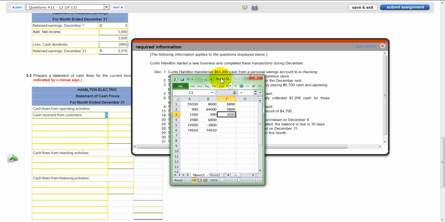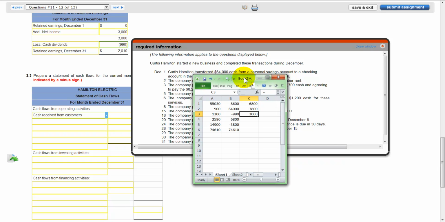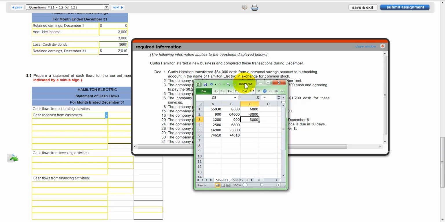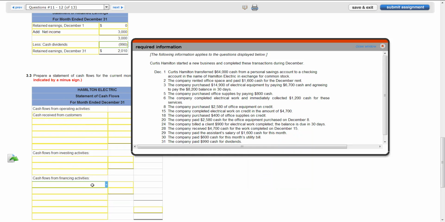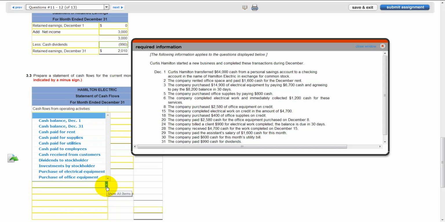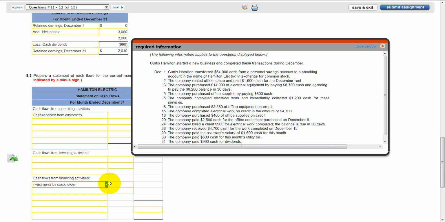So here's the first one again, the $64,000 collected from the shareholder, the stockholder. That's not regular operating activities. That's called financing. So let me put it in here as the first item. Cash from investment from shareholder, so a stockholder, 64,000 positive. Okay, so I took care of this number one transaction.